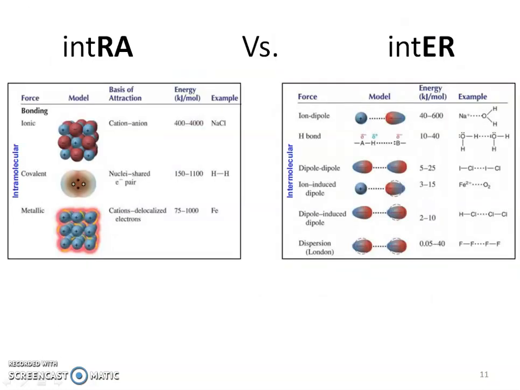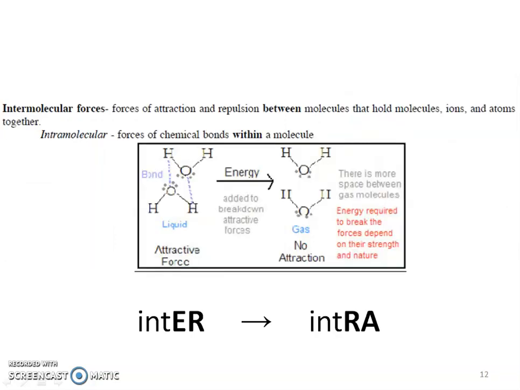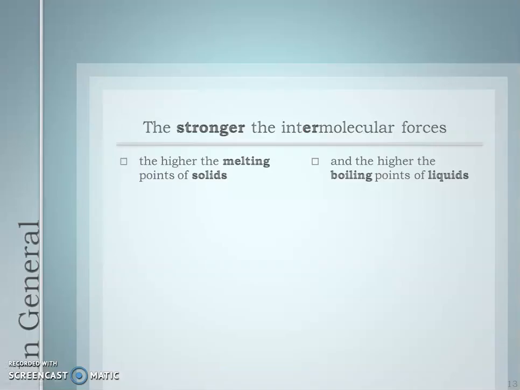So again, the difference between intra versus inter. So pause the video and please read this. So in general, the stronger the intermolecular forces, the higher those melting points are going to be of the solids and the higher the boiling points of the liquids. And hopefully this makes sense. Anything that's stronger is going to take more energy to pull them apart.